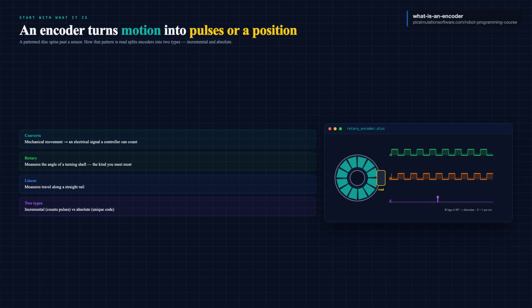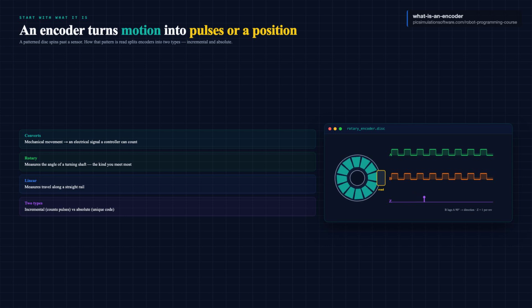There are two families. A rotary encoder measures the angle of a turning shaft. A linear encoder measures travel along a straight rail. Most of the time you will meet the rotary kind. It is bolted to a motor shaft or a roller, so that is what we will focus on.